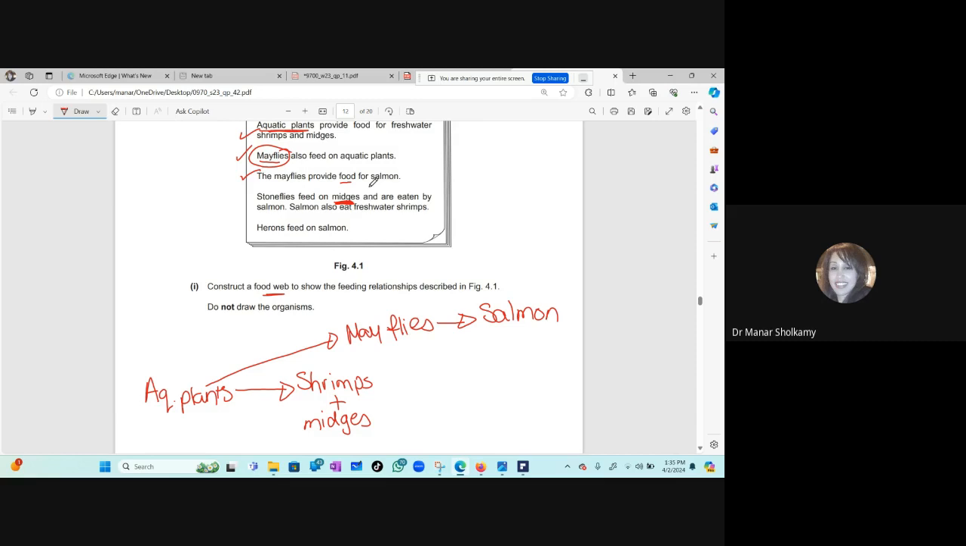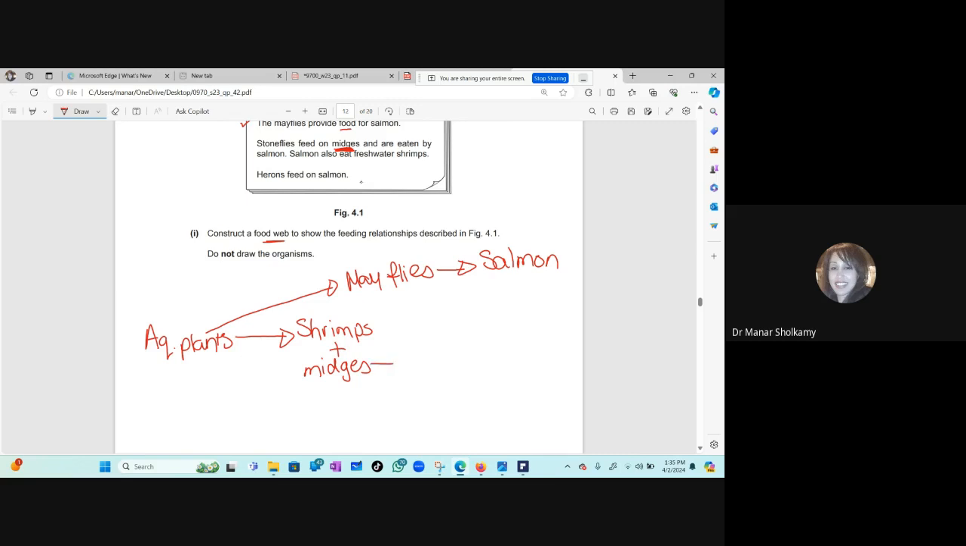The fourth sentence: stoneflies feed on midges and are eaten by salmon. Let's do sentence by sentence. Stoneflies feed on midges, so the midges are eaten by stoneflies and are eaten by salmon. So the stoneflies are eaten by salmon. Do you understand what I'm doing?